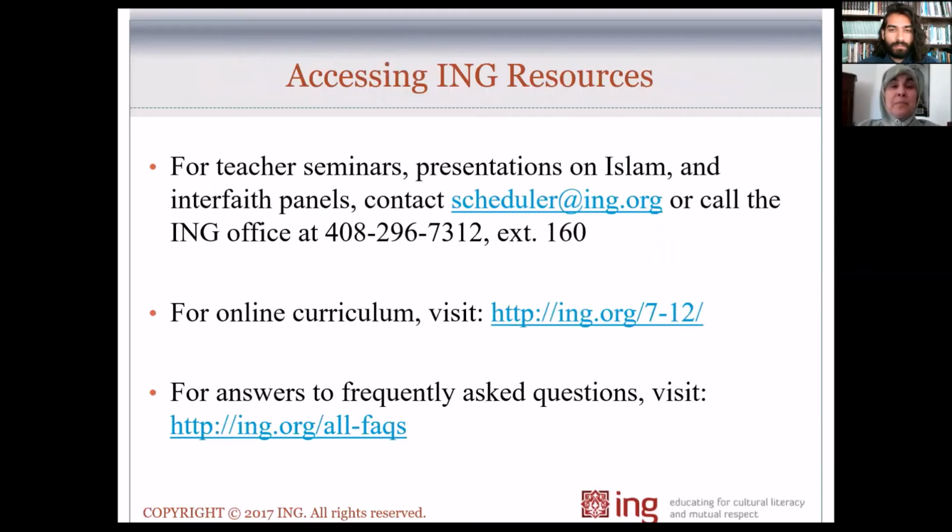Muslim panels. To access any of these resources, you can go either to our website, or if you wanted to request a teacher seminar or presentations on Islam, you can write to the scheduler at ing.org or call the ING office at 408-296-7312, extension 160. For our online curriculum, you can visit ing.org 7 to 12. And for answers to frequently asked questions, you can visit the ING website at ing.org/all FAQs.